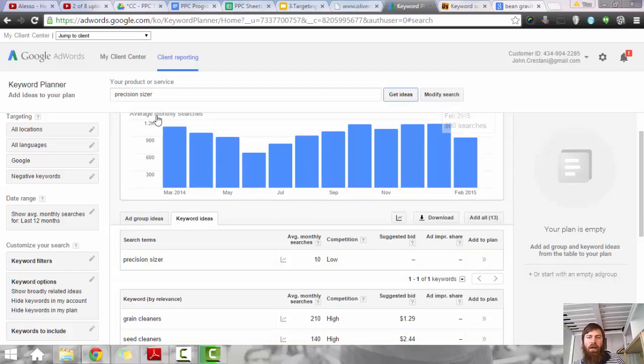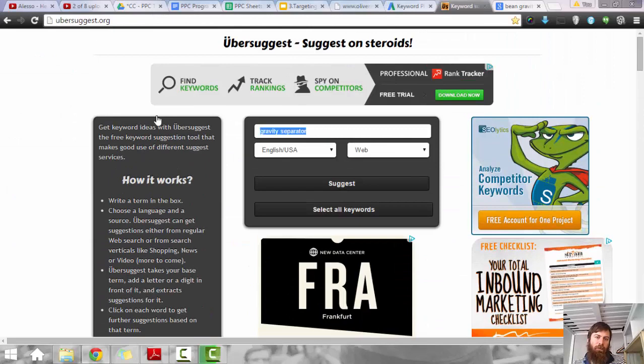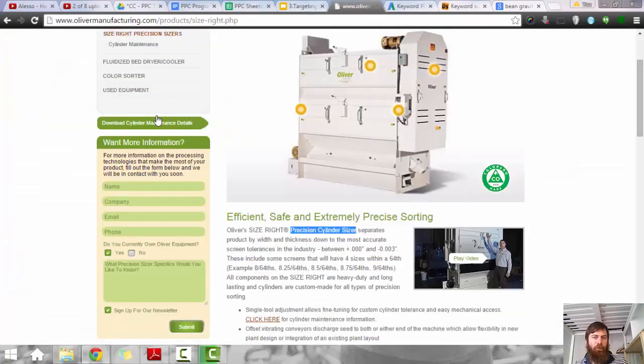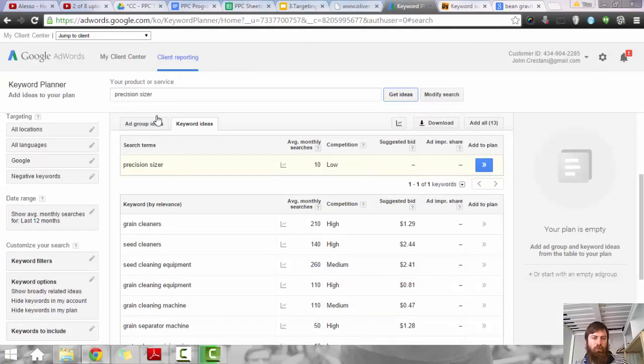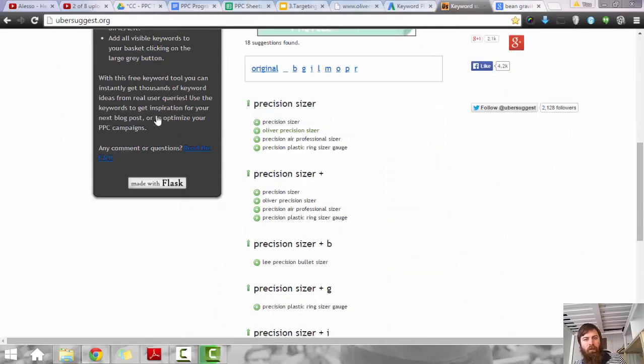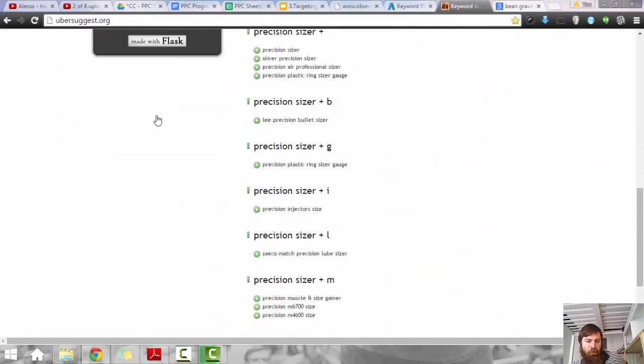Precision sizer. Now, what I try to do, again, I don't have enough industry knowledge, so I'm kind of flying blind here, but I'm just going to try to find out some stuff. I could spend hours trying to figure this out on my own, but usually the best thing to do is just have a phone call with the person who runs this company. Not that I'm working with them, but processing equipment. Oliver Precision Sizer is the main term.